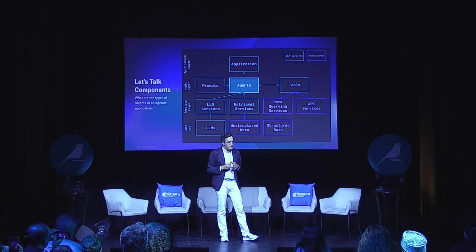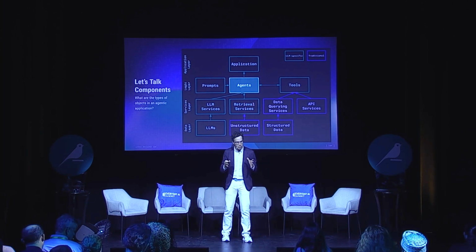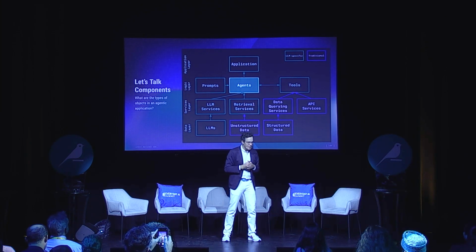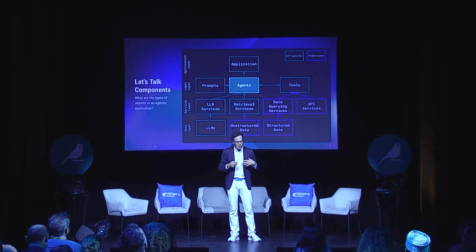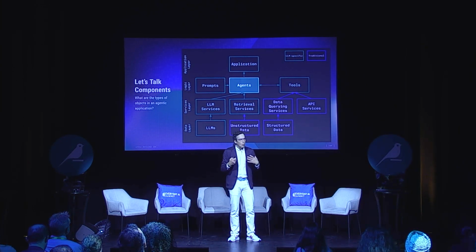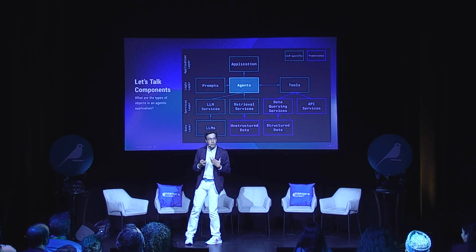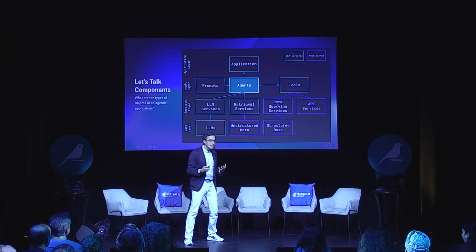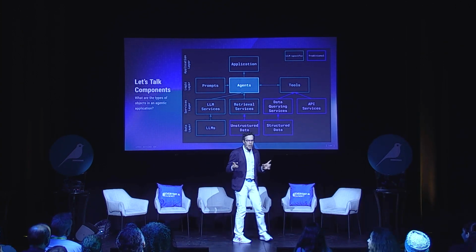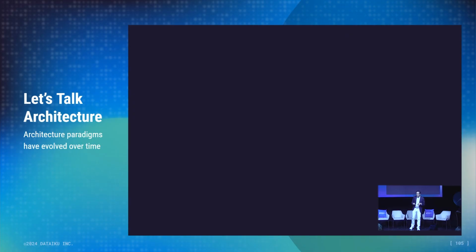So, okay, this is great. This is a nice diagram. I think that everyone is following. But the question is, beyond components, what kind of architecture paradigm is appropriate for building these type of applications, these agentic applications? And so what do I mean by architecture paradigm? Well, let's draw a comparison with the past.